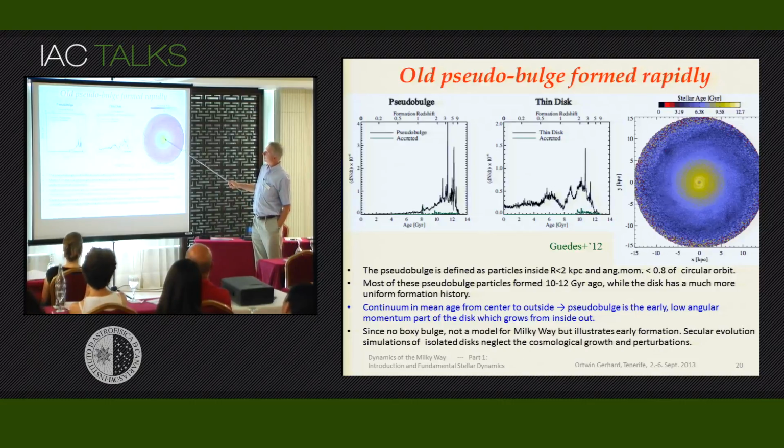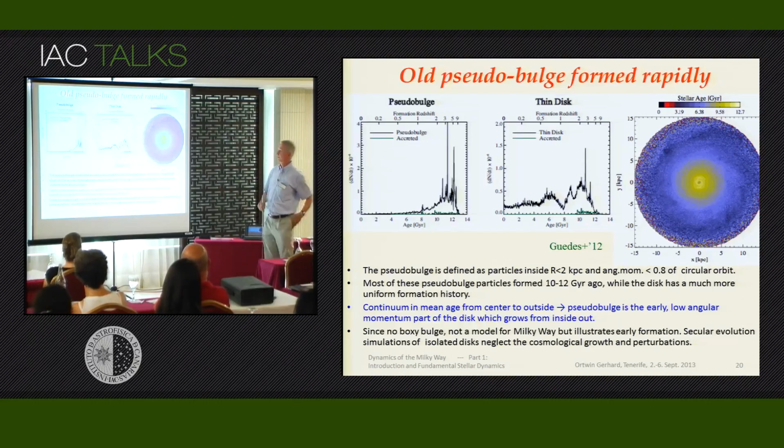And so the mean age, as you go from the center here to the outside, shows a very clear decrease. So the youngest parts of the disk are furthest out. In particular, the central bulge region seems to be quite old, which is one thing that's also observed in the Milky Way. So this is not a model for the Milky Way in detail, but it illustrates this particular point.